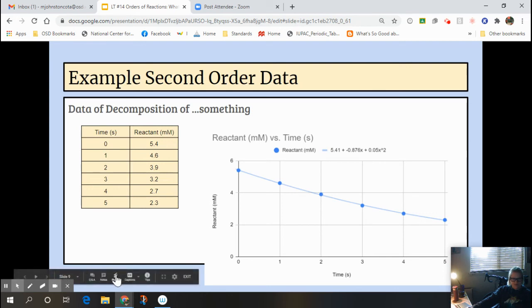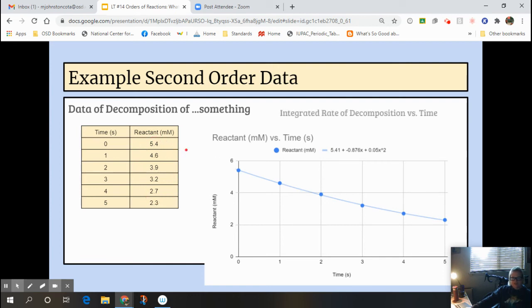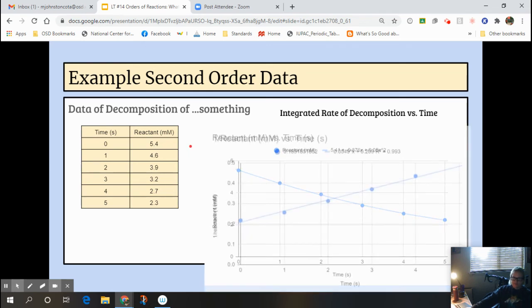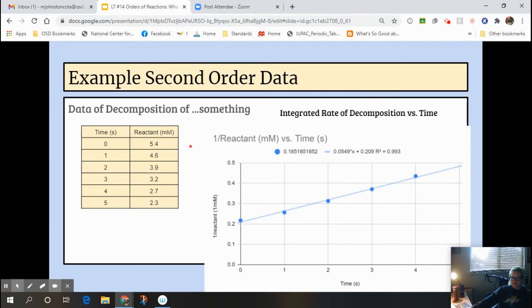By the way, this little symbol here, little m over by the M, is millimolar. So that means a thousandth of a mole, just to let you know. Now, I'm just telling you that some calculus is involved here. If I was to take these reactants and find the inverse, I can graph the integrated rate of decomposition versus time. And lo and behold, it turns linear.